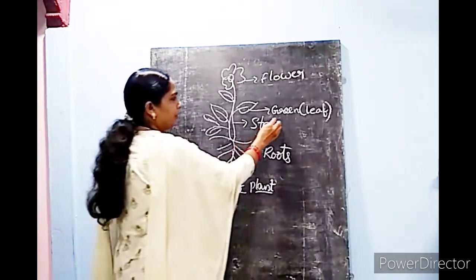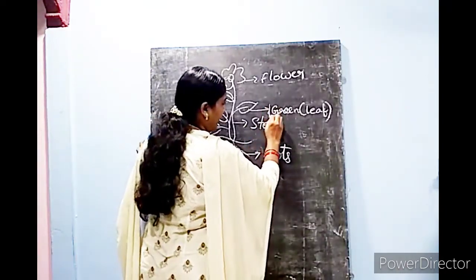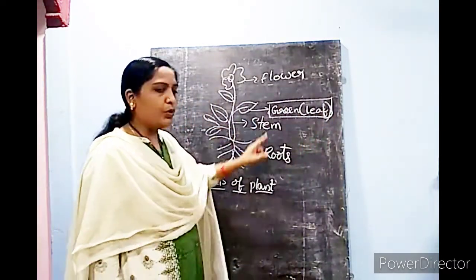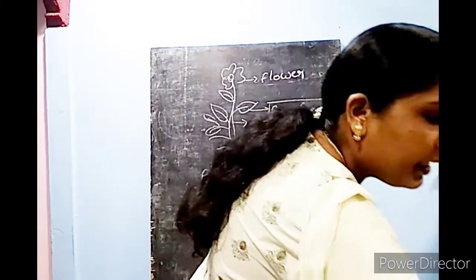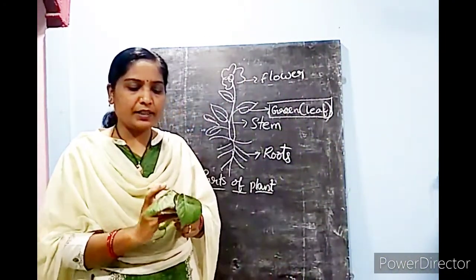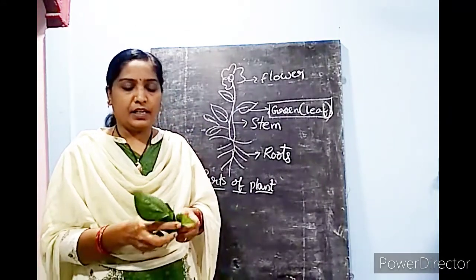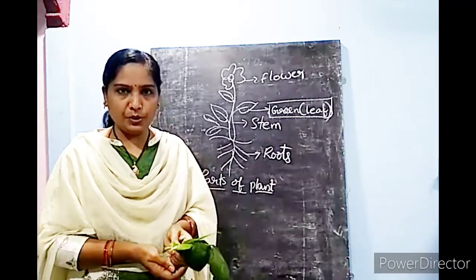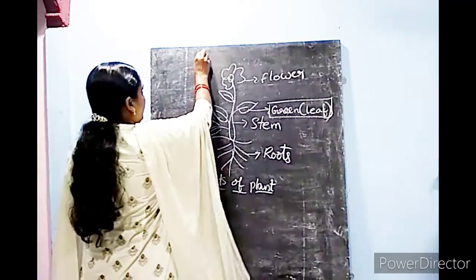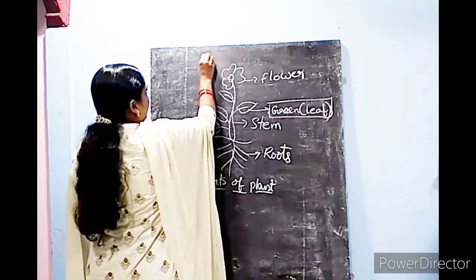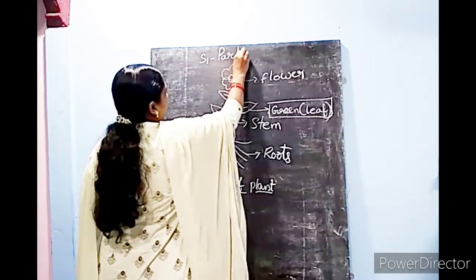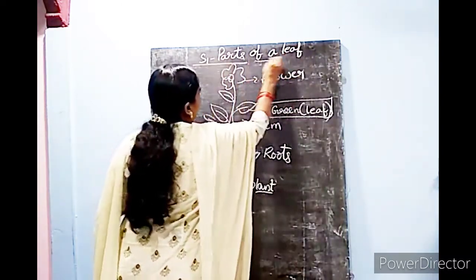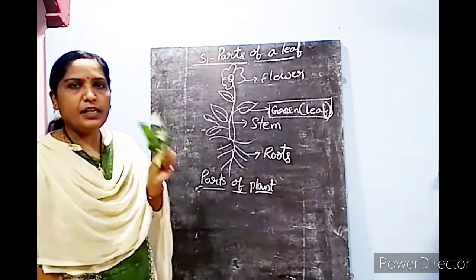So especially we are going to read our first topic, that is about our green color leaves. What parts does a green leaf contain? And how can we identify all the parts present in a leaf? We are going to read that. So our today's topic is parts of a leaf. You are going to read about parts of a leaf.